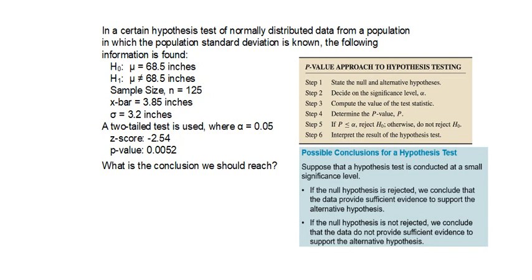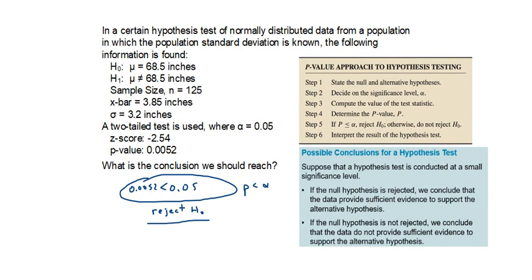Well, in this case, the p-value 0.0052 is less than 0.05. Based on the conclusion that the p-value is definitely less than alpha, we're going to say that we have enough evidence to reject the null hypothesis. And so that would be our statement: reject the null hypothesis.